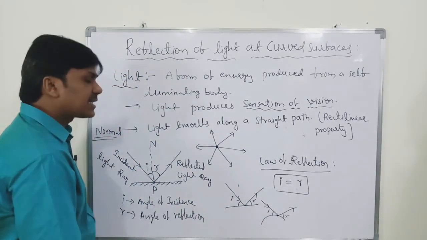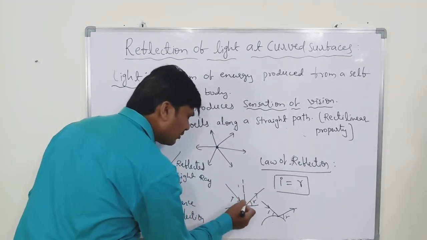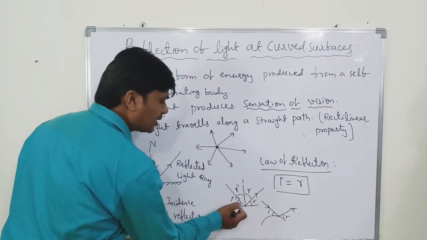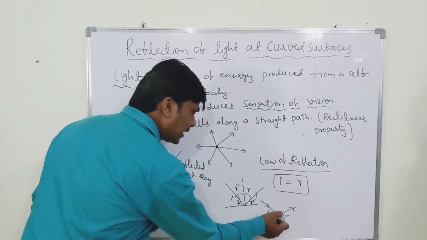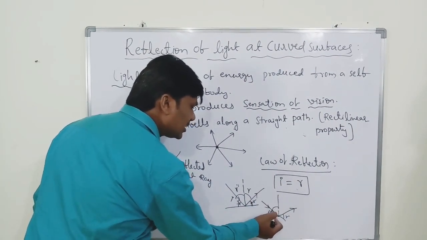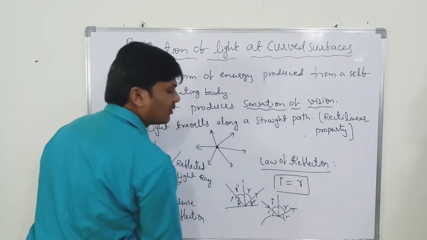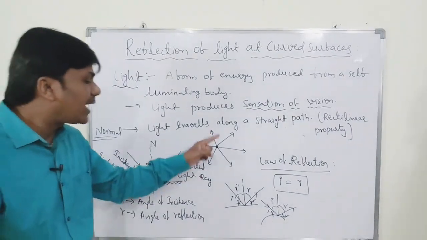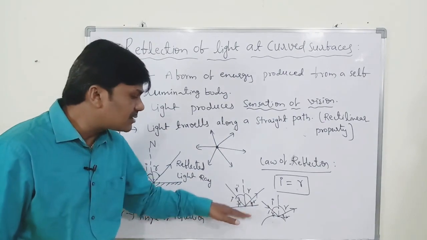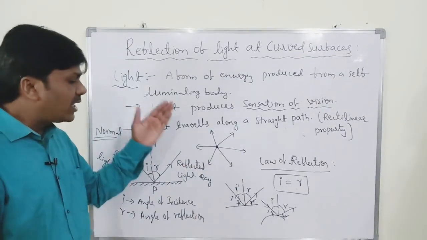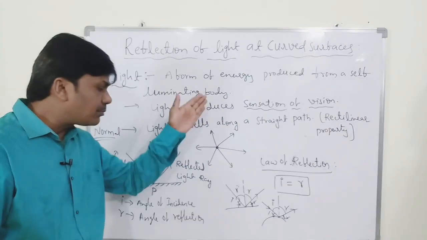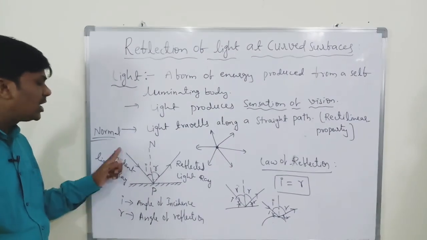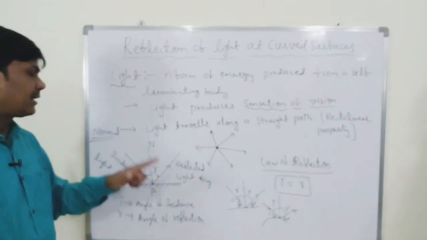That's why we always take a normal. With reference to this normal line, the angle of incidence and angle of reflection are measured, not this angle. If you take a normal to this curved surface, now this is the angle of incidence and this one is the angle of reflection. Always we should draw a normal line to the surface, whether it is a plane surface or a curved surface. It's very important to draw a normal line. Normal means a perpendicular line to that surface. With reference to this normal line only, we have to measure both the angle of incidence and angle of reflection.